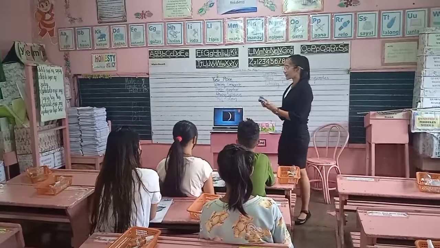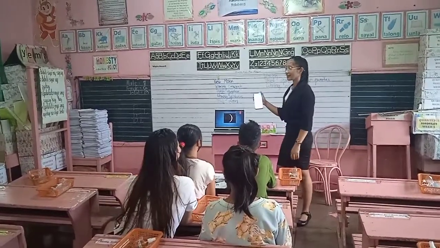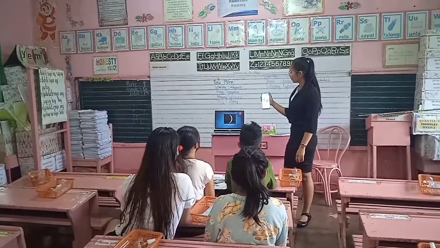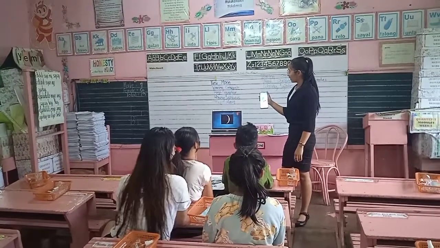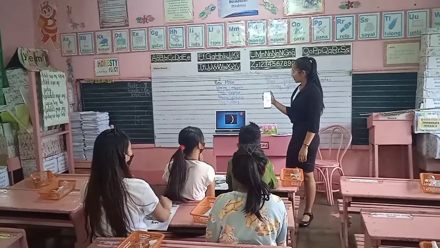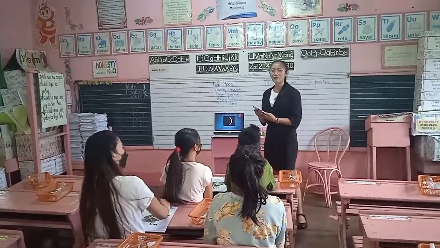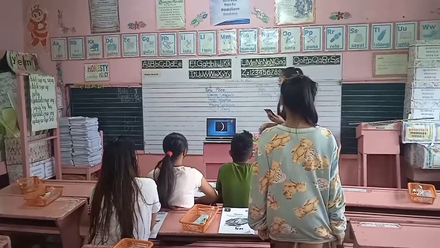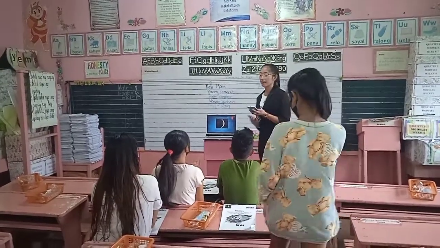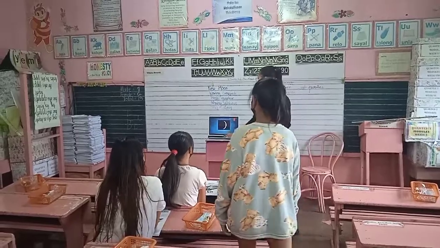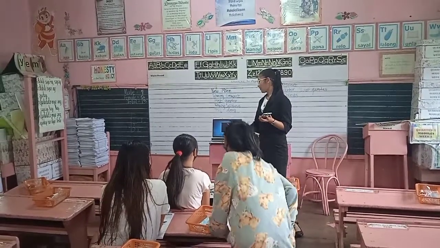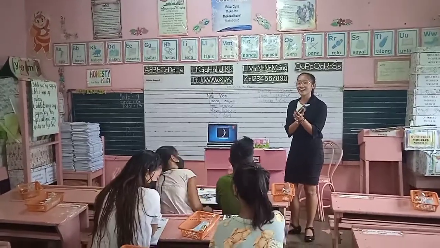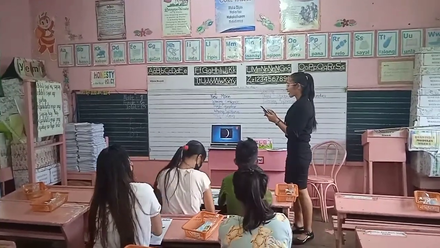I'm going to spin again. Okay, we have Rika. Please stand up. Waxing crescent is her answer. So let's check if that is correct. Okay, waxing crescent, a round of applause. Very good. So next.